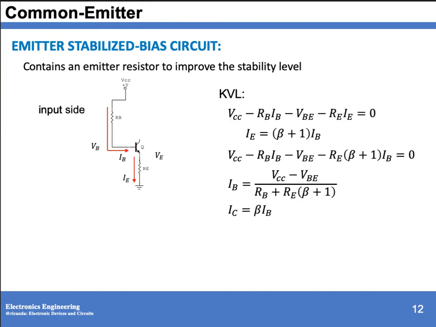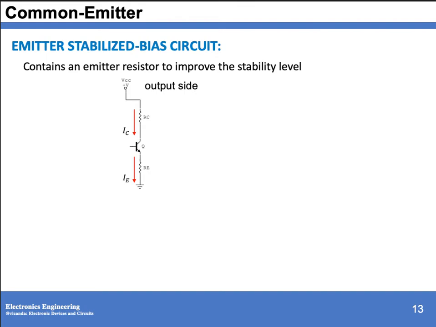And IC is equal to beta IB. Voltage base now is equivalent to your VCC minus the voltage drop across RB, or it is equivalent to your voltage base-emitter junction plus your RE IE. And the voltage across your RE, which is also your voltage of your emitter with respect to ground, is RE times IE. Then at the output side, so we have your VC, and the voltage between your collector to emitter is your VCE.